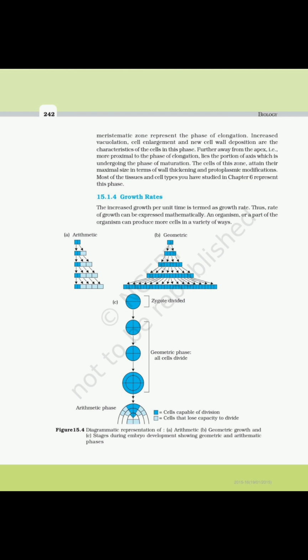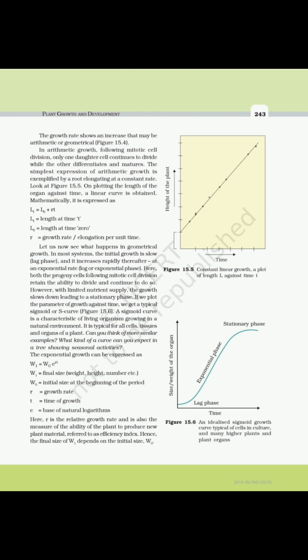15.1.4 Growth rates. The increased growth per unit time is termed as growth rate. Thus, rate of growth can be expressed mathematically. An organism, or a part of the organism, can produce more cells in a variety of ways. Figure 15.4: Diagrammatic representation of A, arithmetic and B, geometric growth, and C, stages during embryo development showing geometric and arithmetic phases. The growth rate shows an increase that may be arithmetic or geometrical.